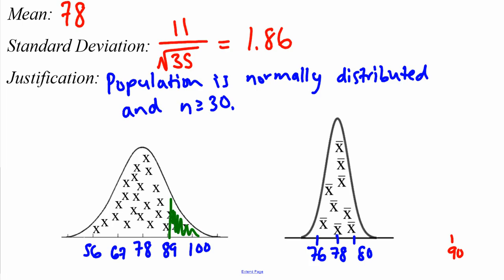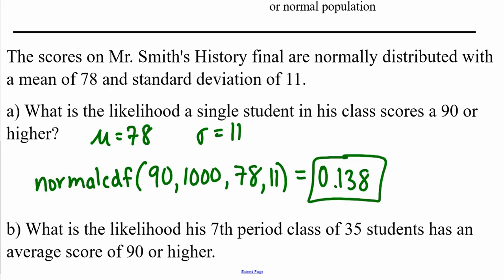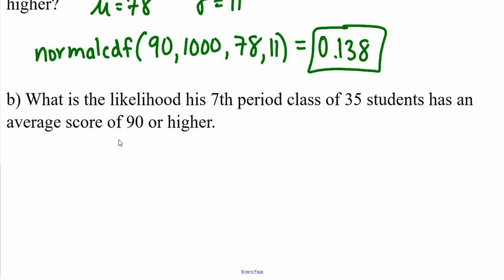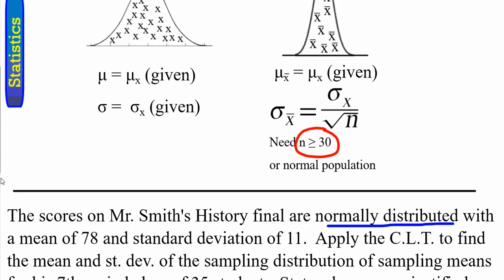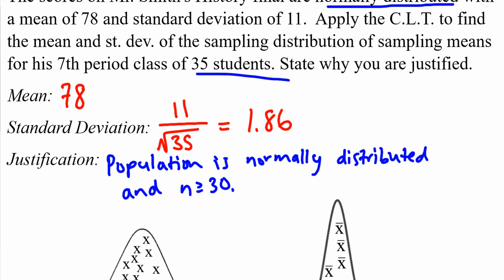So let's actually see what the probability is that would give him some justification. The average, again, should be a 78. If students are scoring a 78, then an entire class should have an average of about a 78, but the standard deviation is going to be much smaller. It's going to be the standard deviation for an individual student, which would be 11, divided by the square root of the sample size, so 35. And we did that a second ago. It was this guy, right? 1.86.